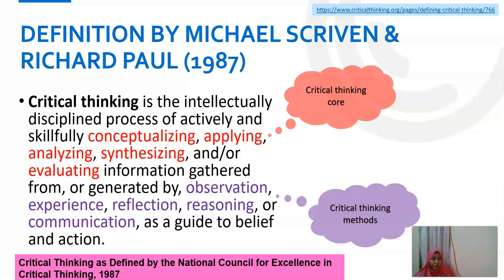So how do you do the critical thinking process? From your observation, from your experience, this is the critical thinking method: reflection, reasoning, or communication as a guide to belief and action. This is actually defined by the National Council for Excellence in Critical Thinking, 1987. Quite old, this definition, but it is very complete and comprehensive. So you can adopt this definition for your class.